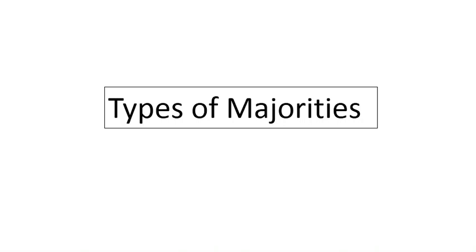Hello friends, today we are going to discuss the types of majorities required by the parliament either to make an act, to pass a bill, to make some constitutional amendment act, or for removal of Supreme Court judges, removal of a speaker, or even the president for that matter, which we say impeachment.